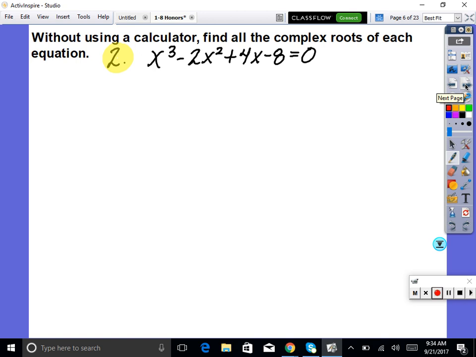Okay, without using a calculator, find all of the complex roots. Once again, you should use the most appropriate method. So what should we try? Grouping, if possible. That's going to be a lot easier than P over Q, isn't it? Okay, let's try it. Pull out x squared.